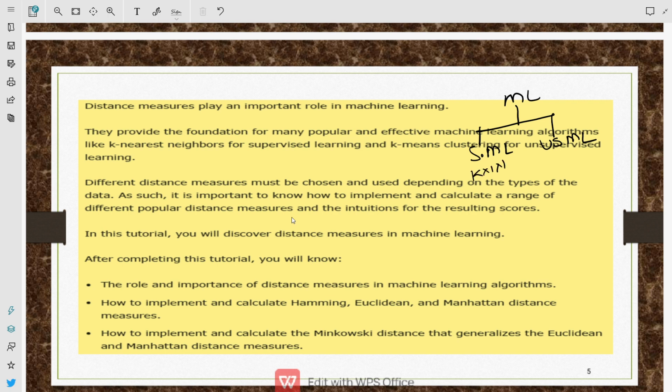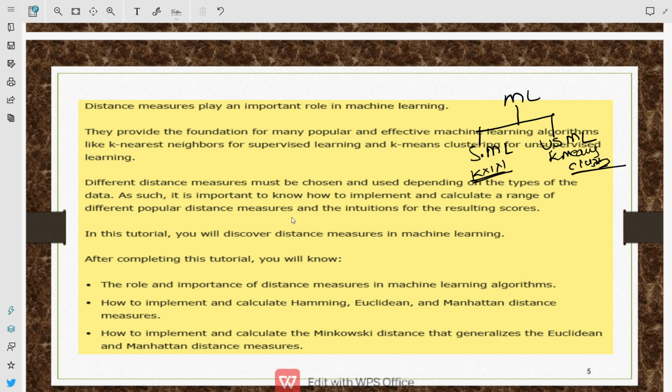In supervised machine learning, we have the KNN algorithm, where we have to concentrate on these distance measures. In unsupervised machine learning, we have clustering, that is K-means clustering. Likewise, we have these categories. Different distance measures must be chosen depending on the types of data. As such, it is important to know how to implement and calculate the range of different popular distance measures and the intuitions for the resulting scores.